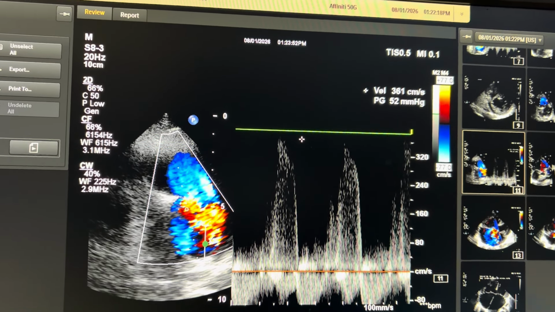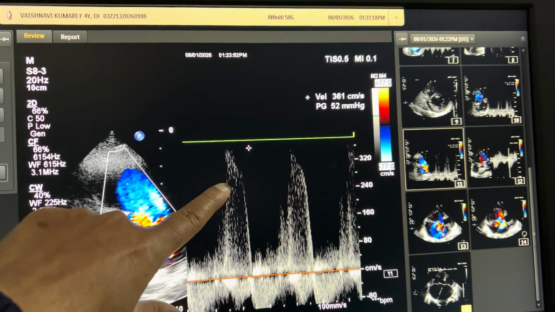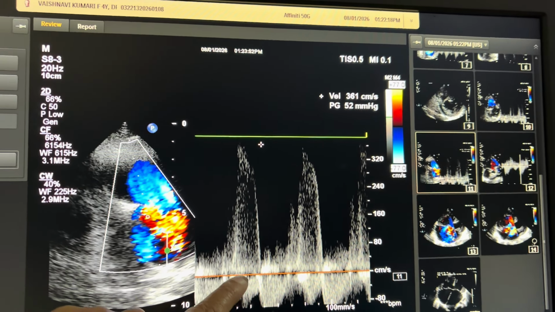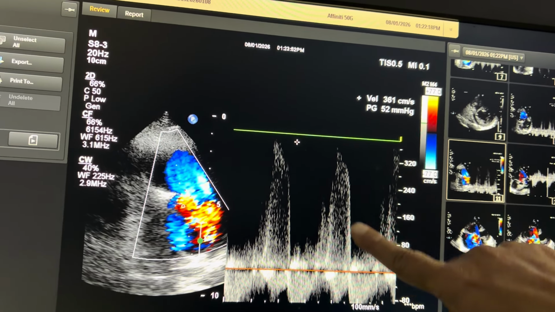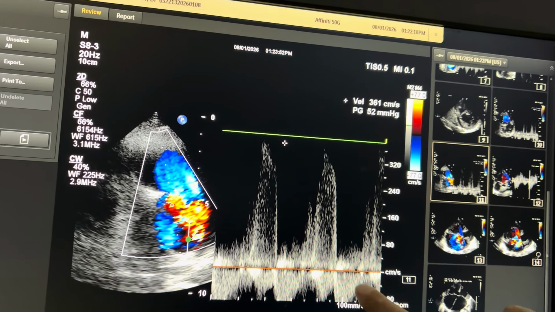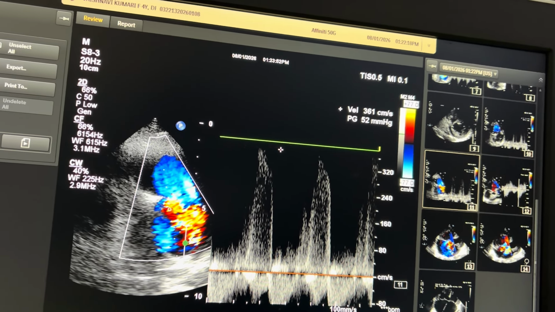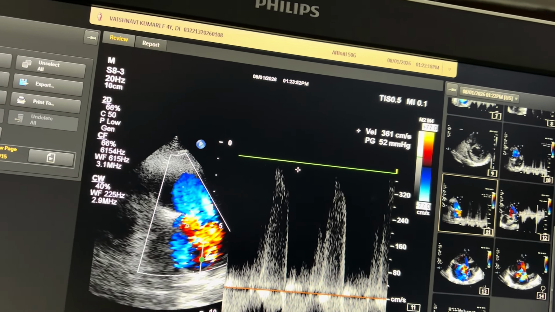Now the next image, you can see this is forward flow, this is backward flow. This backward flow is pulmonary regurgitation. This flow is across pulmonary valve. So above the baseline is pulmonary regurgitation, and below the baseline is flow across pulmonary valve, forward flow. Blue color is forward flow and red color is regurgitation flow.